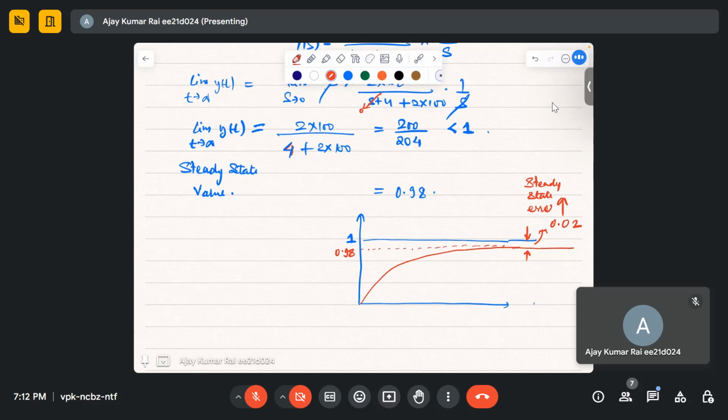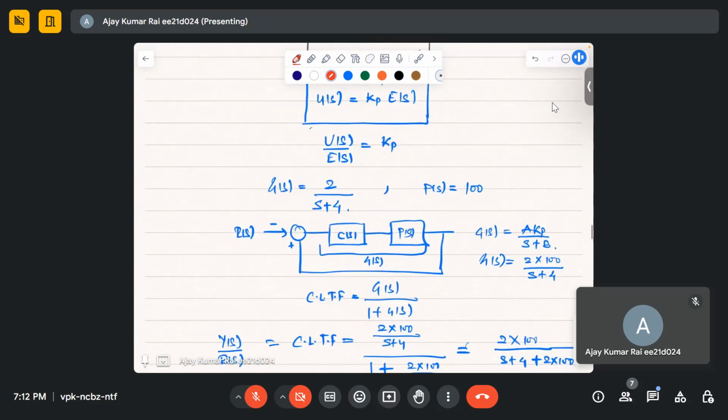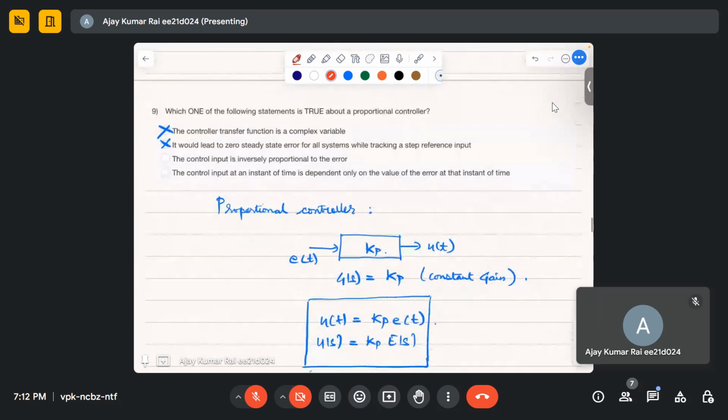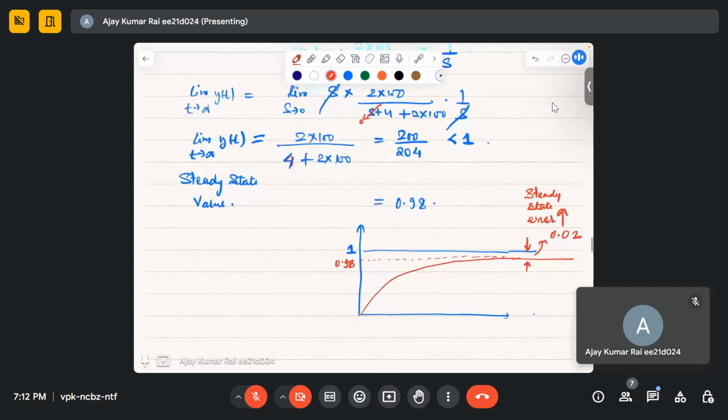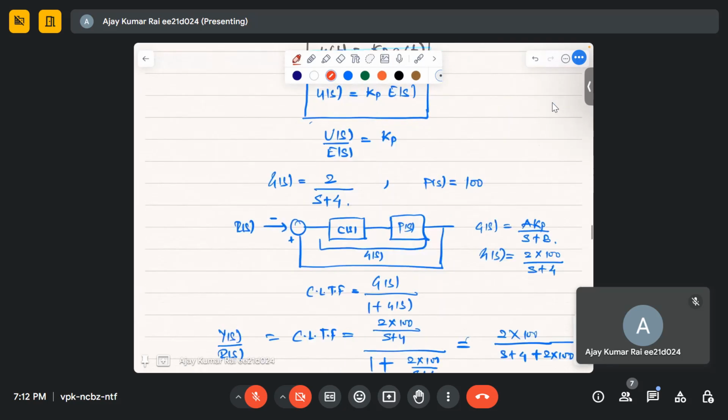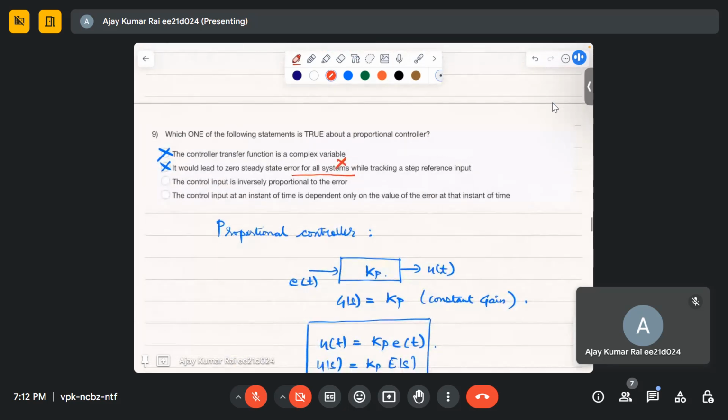Okay, so that's what I'm saying. For a particular system and input, this proportional controller will have non-zero steady state error. Okay, so this is not wrong for all systems. If I change the system, we'll get 0 error. Okay, so that's why I just showed you with an example. So you'll study this further in the course.